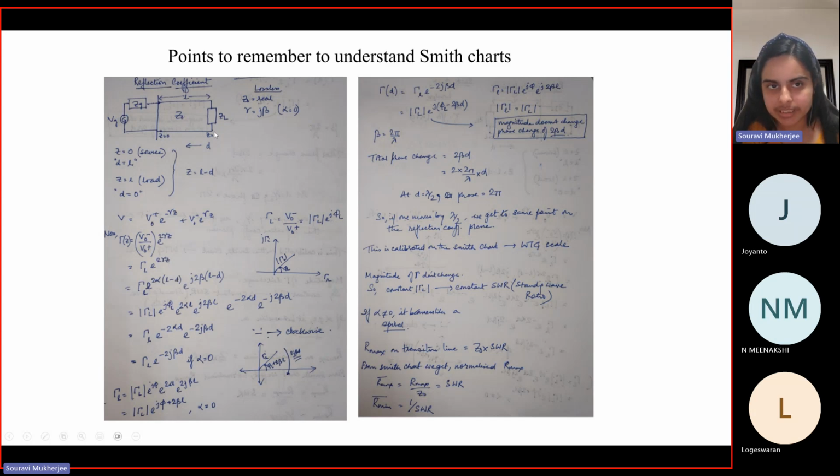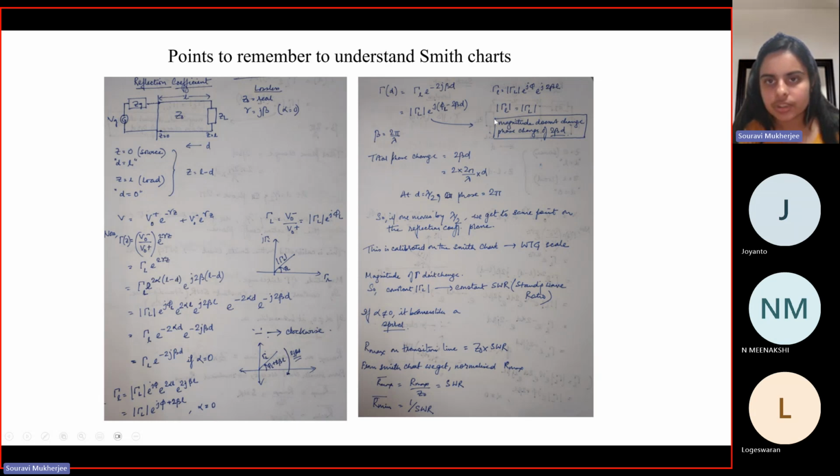At a later point, anywhere in the transmission line at a distance d from the load, your reflection coefficient will have an extra phase, which would be given as minus 2 beta d. And minus denotes that you are moving clockwise. As you can see, you would have to move clockwise so as to reduce the amplitude.